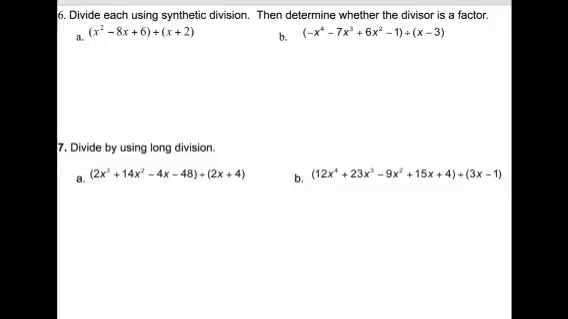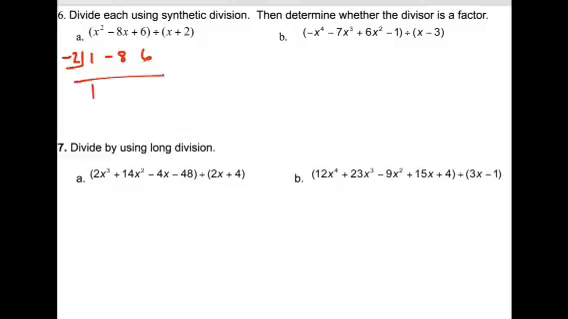Alright, number 6a, remember for synthetic division we're dividing by x minus a. So since this is plus 2 right here, we know that a is negative 2. So that's what goes inside the little box. Then we write the coefficients in descending order, 1, negative 8, and 6.